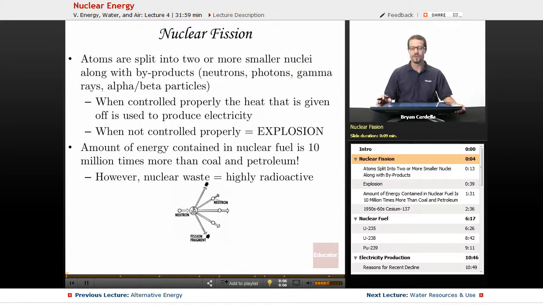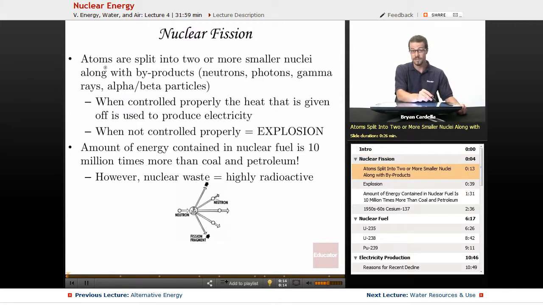Alright, so let's start out with nuclear fission. That's really what's happening to produce this nuclear energy that can be harnessed for electricity and so on. What happens is atoms, usually large ones, are split into two or more smaller nuclei along with byproducts. And those byproducts include neutrons, photons, gamma rays, alpha and beta particles. So the key is that they're split, and it's that release of energy.